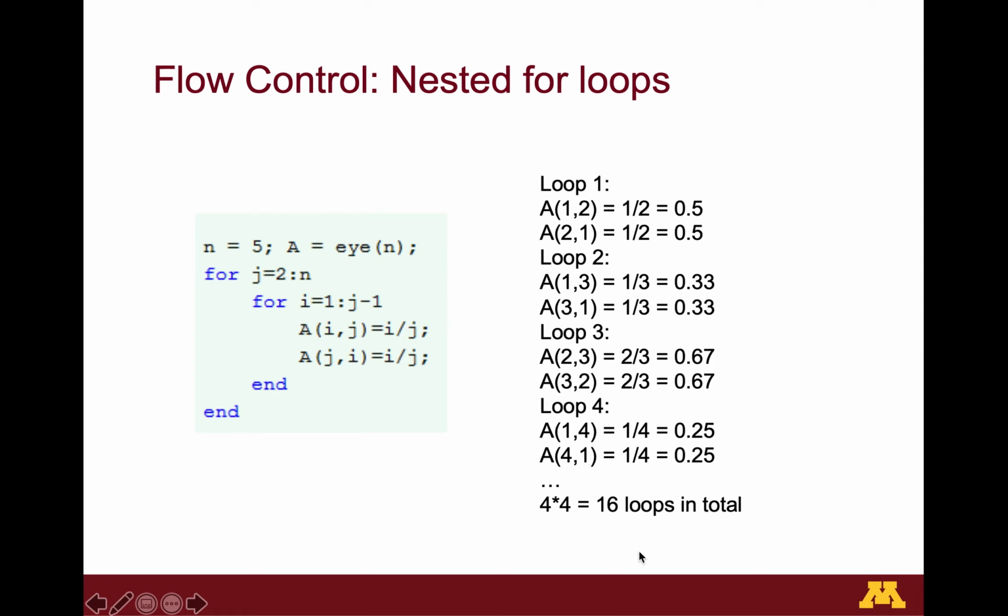Eventually we will have all 4 by 4, which is 16 loops executed. Again, pay attention to the order. The inner loop has higher priority in execution. So you need to execute all i variables first before you increment the j variable, which is the outer for loop.